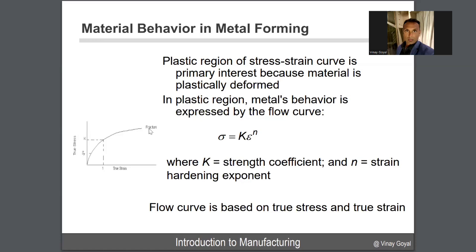In the plastic region, the metal behavior can be simplified by a flow curve. Let's say it's stress equals K times epsilon to the n. Here, n is the hardening exponent, K is the strength coefficient, and these are constants that we can use to try to fit the stress strain curve. The flow curve here tends to be a function of true stress to true strain. We talked about it earlier, where true stress and true strain are based on the current loading conditions, the current cross section, and the current length as I'm applying loading to that specimen.